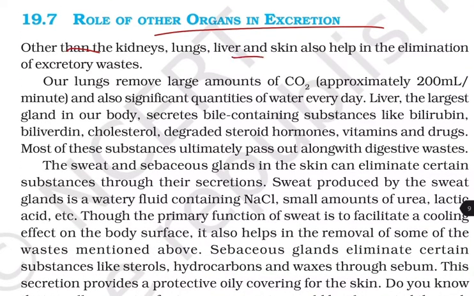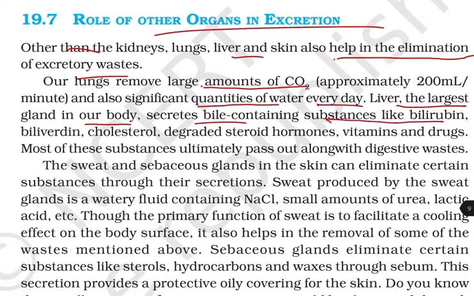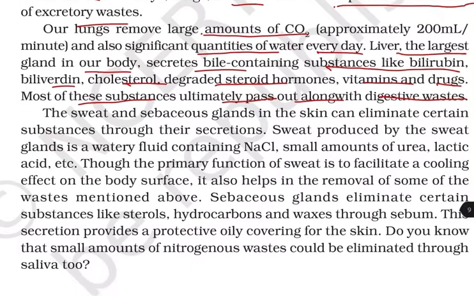Other than kidneys, lungs, liver, and skin also help in the elimination of excretory waste. Our lungs remove large amounts of CO2, approximately 200 ml per minute, and also significant quantities of water every day. The liver, the largest gland in our body, secretes bile containing substances like bilirubin, biliverdin, cholesterol, degraded steroid hormones, vitamins, and drugs. Most of these substances ultimately pass out along with the digestive wastes.